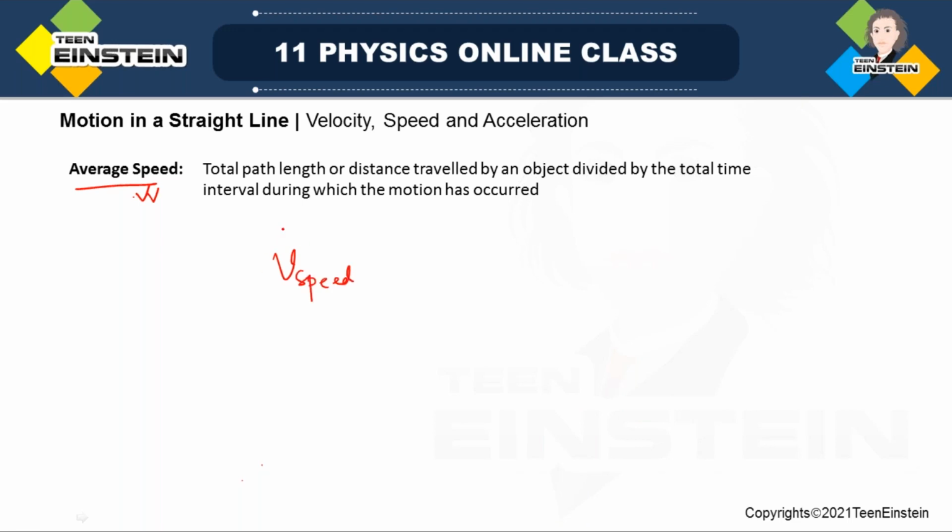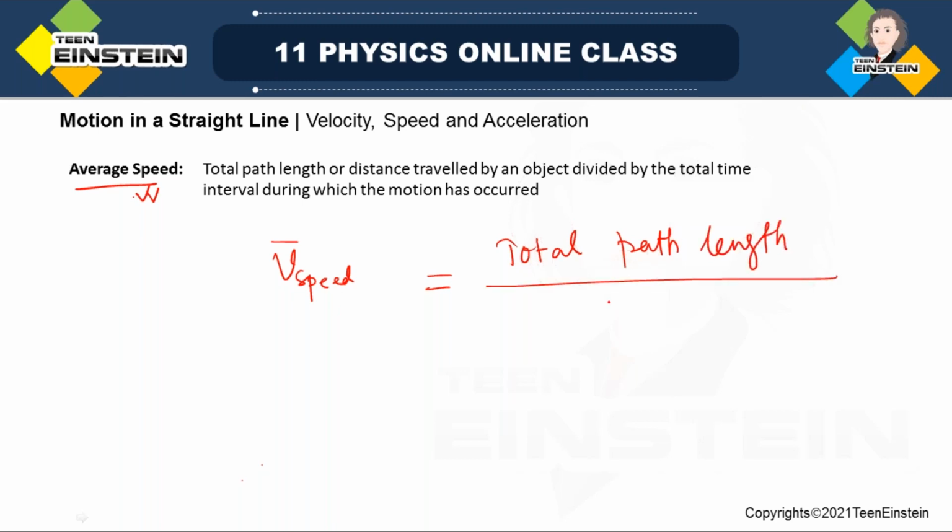Average speed is also denoted by v with a bar. It is defined as the total path length, or the distance traveled by an object, divided by the total time interval.